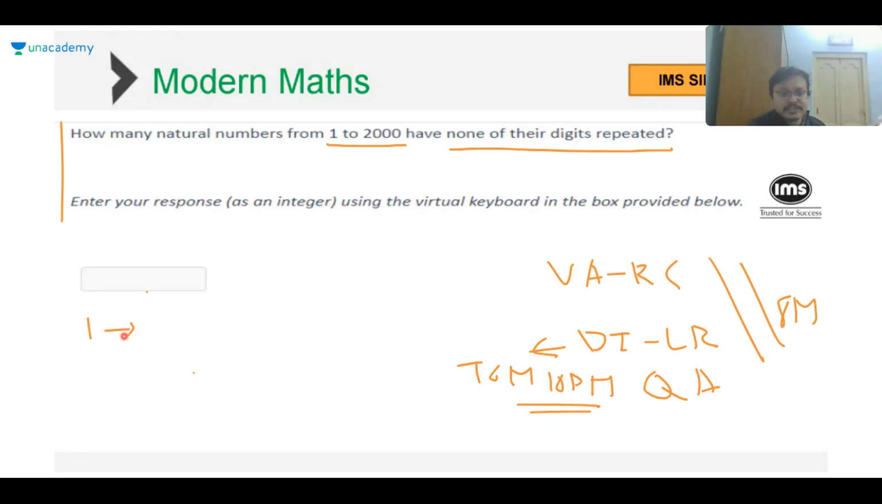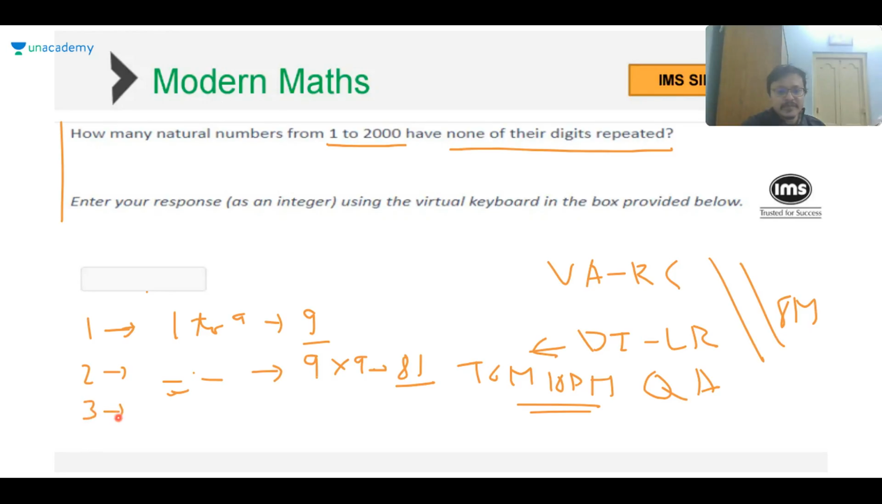So first let's start with one digit numbers. How many one digit numbers are possible? 9. That is 1 to 9. So all of them have no digit repetitions involved. Next, let's move on to two digit numbers. In two digit numbers, the first digit can be selected in any 9 ways, that is, any digit except for 0. The second digit can also be selected in 9 ways, that is, any digit including 0 but excluding whatever digit has come in the first digit position. So there are 81 possibilities for two digit numbers.